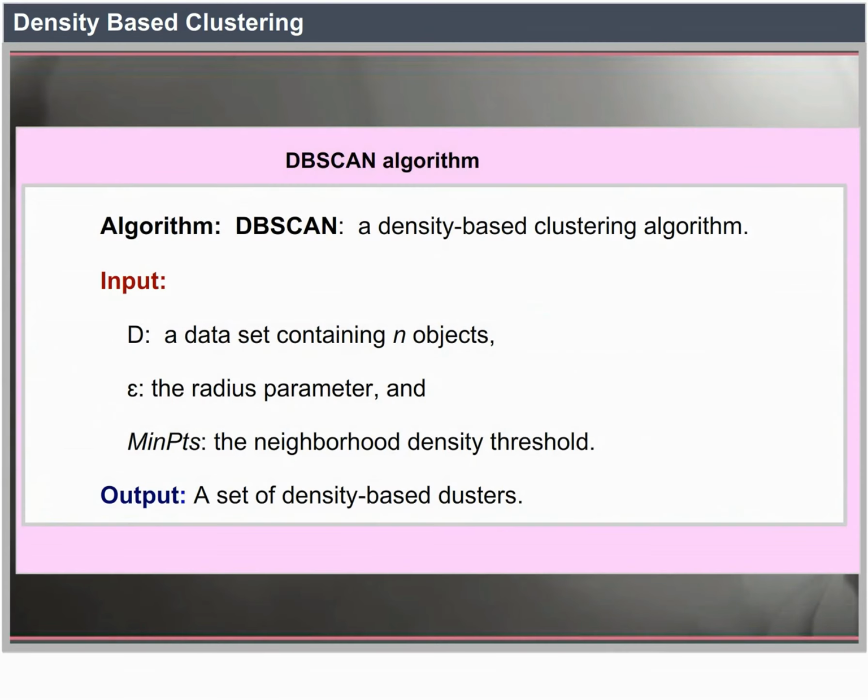Algorithm: DBSCAN, a density-based clustering algorithm. Input: D, a dataset containing n objects; epsilon, the radius parameter; and min points, the neighborhood density threshold. Output: a set of density-based clusters. The method is as shown on screen.